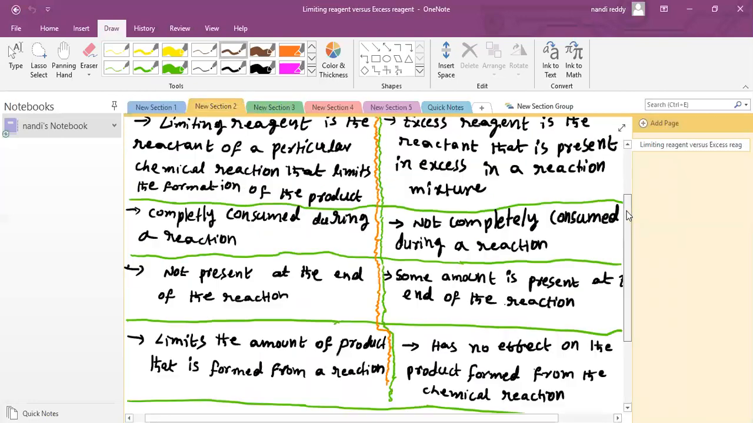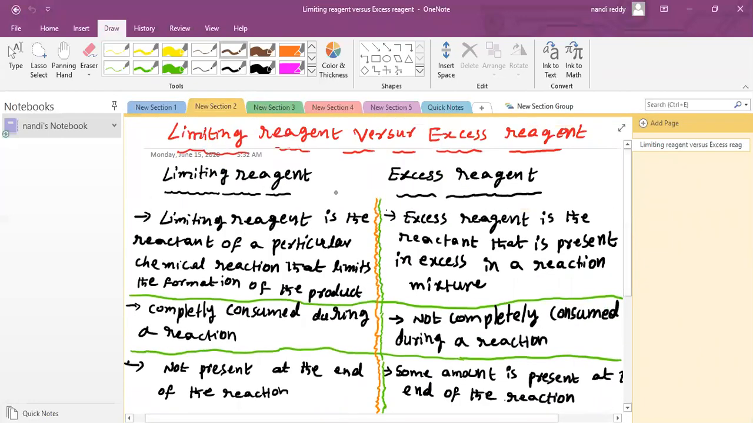See, the differences I have given very clearly: limiting reagent and excess reagent. You can follow this up and understand easily. Limiting reagent means the one present in the lesser amount, and that will be consumed 100%. Excess reagent is present in a little bit more amount.